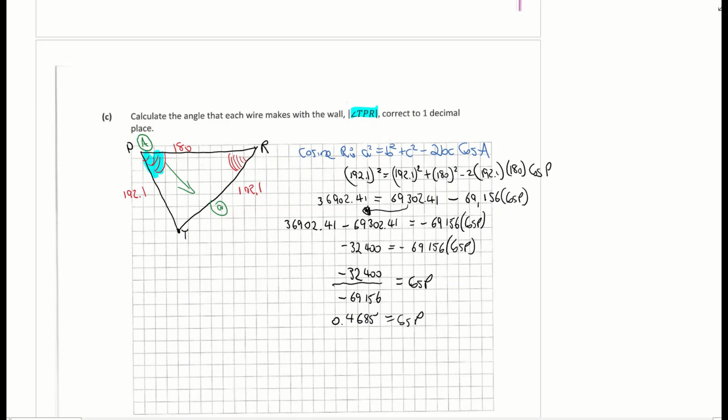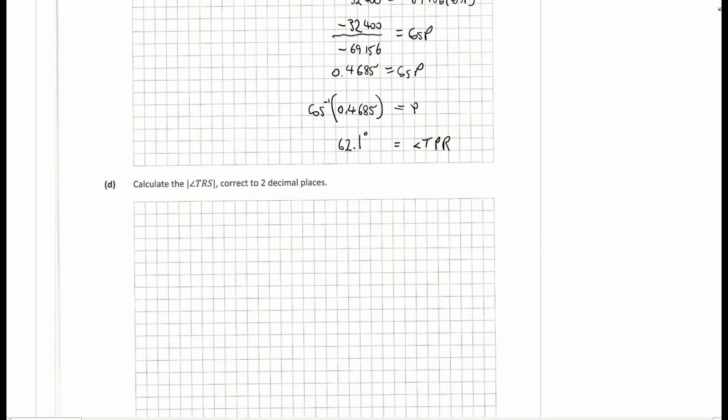And now to get P on its own, I'm going to do the cos inverse of 0.4685. And on my calculator, just make sure you're typing the inverse button, which is giving me an angle of P, or TPR as they call it in the question, as 62.1 degrees, because the question wants it to 1 decimal point. And that is part C to the question. Scrolling down now to have a look at part D. So it wants us to calculate the angle TRS, correct to 2 decimal places this time.